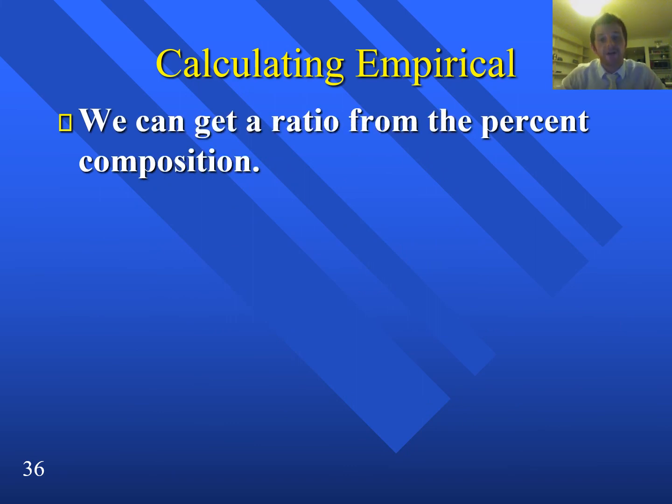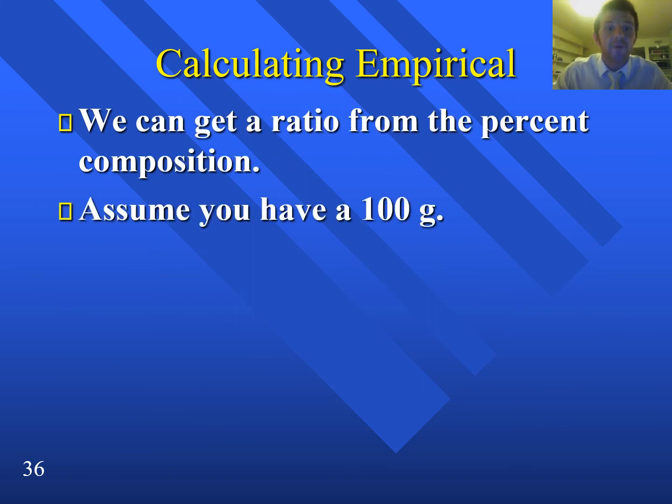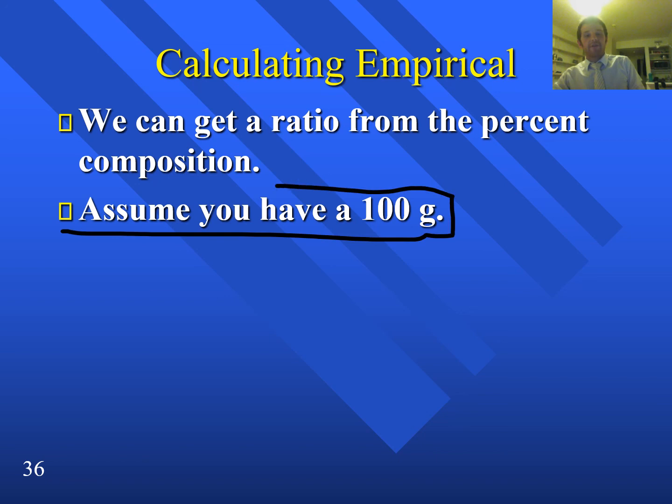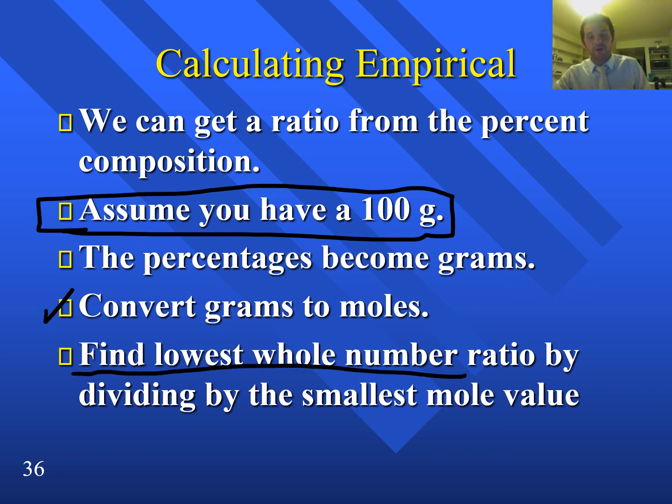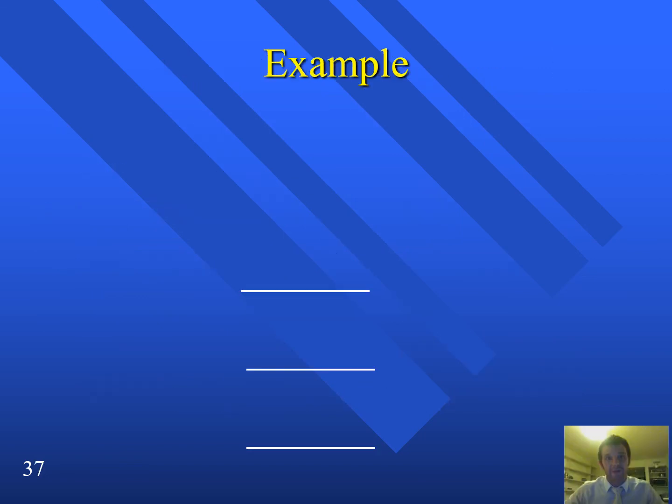The way we actually calculate empirical formula is going to be from a ratio of percent composition. This is going to make your life so easy. Assume you have 100 grams. So when you're looking at a percentage of composition, the percentage just kind of goes away and it just turns into grams. Then you're just going to convert the grams into moles, and then you're going to find the lowest whole number ratio. And you're going to see what this all means on the next slide.